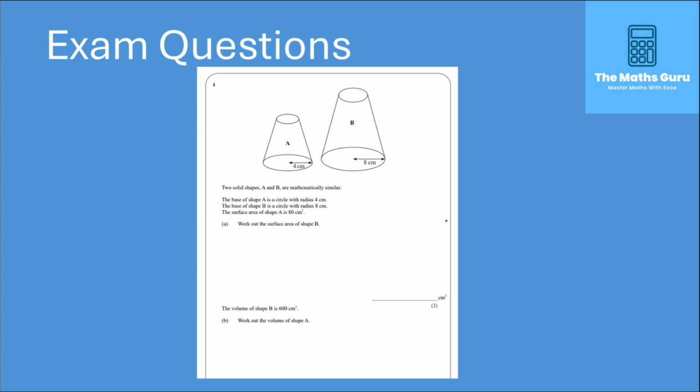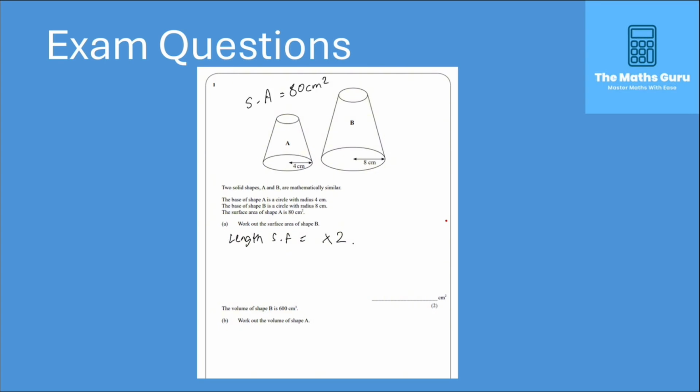So, in this question we're told that we have two solid shapes A and B which are mathematically similar. The base of shape A is a circle with radius 4 centimeters and the base of shape B is a circle with radius 8 centimeters. So first things first, we can see that the length scale factor is timesing by 2. It then tells us that the surface area of shape A is equal to 80 centimeters squared.